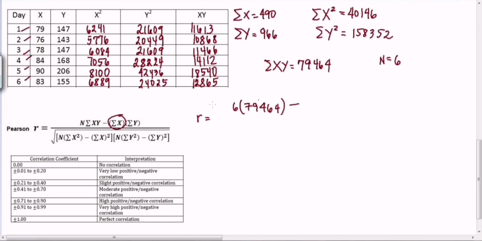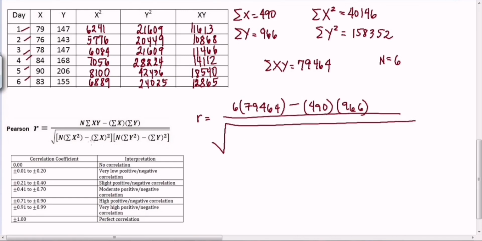Minus, here we go. It says the summation of X. So, this is it: 490. Okay. Times the summation of Y. So, 966. Here it is. Okay. All over. So, below, a square root. Copy that, guys. Then you see parentheses there. So, parentheses, then N, so that is 6. And then, parentheses again.